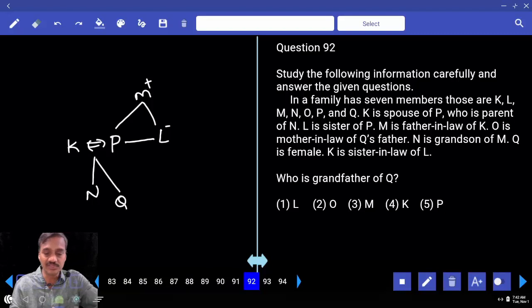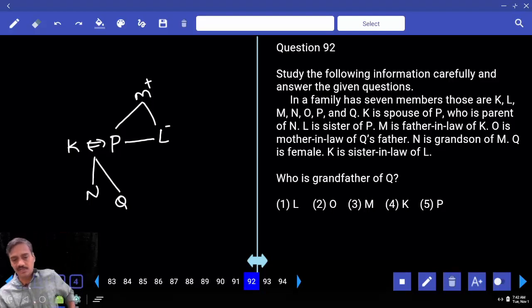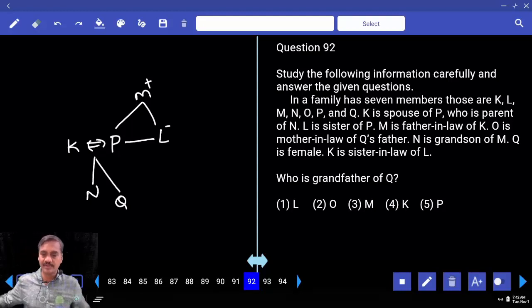Then Q is the father of and mother. O is the mother-in-law of Q's father. Q's father evaru? Either K or P. Isn't it? Either K or P. And that person's father is O. Done with this? And next one.